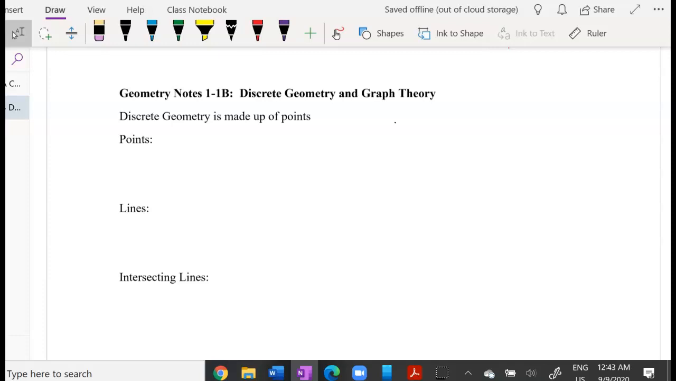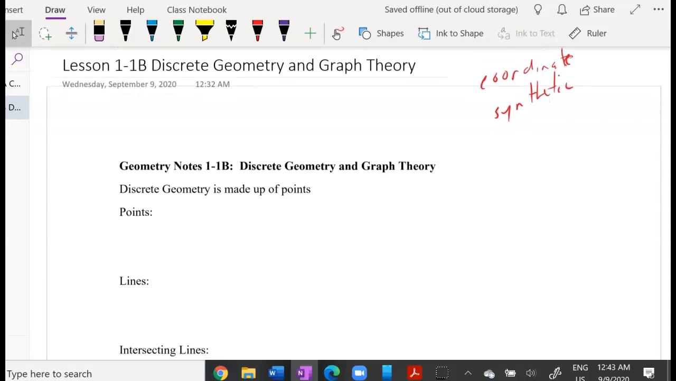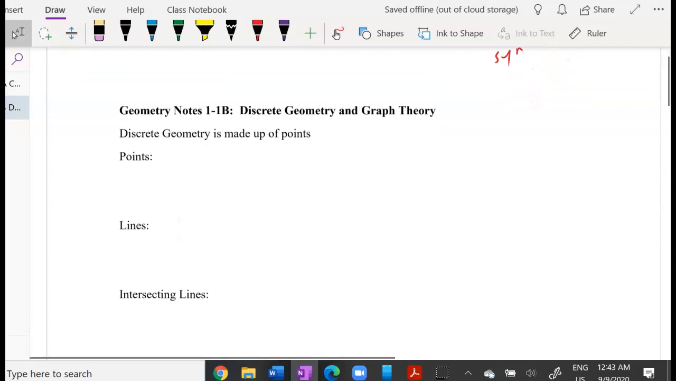Okay, so discrete geometry is not the main geometry that we're going to study in this geometry class. But it's still important to know so we can contrast different things, just like understanding what hot means doesn't make much sense if you don't know what cold means. It's good to know what other kinds of geometry there are besides coordinate geometry and synthetic geometry, which are the two main types that we're going to talk about throughout this semester and the year.